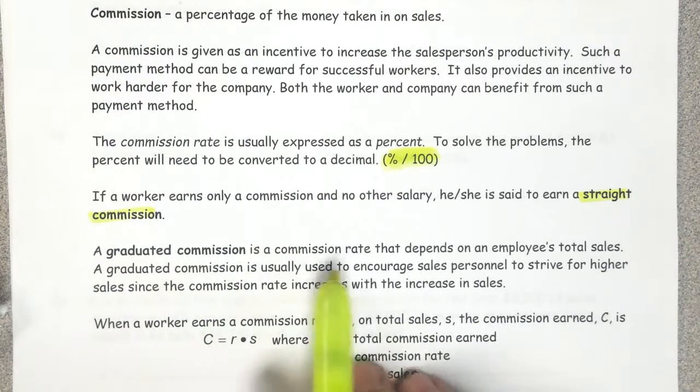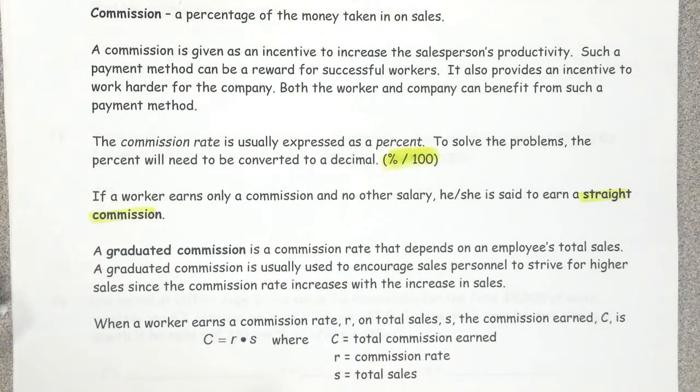A graduated commission depends on how much they sell in total. The more you sell, typically the more you earn. For example, if you only sell $1,000 of stuff, you might get 5% of it. But if you sell $10,000 of stuff, you might get 10% of your sales.